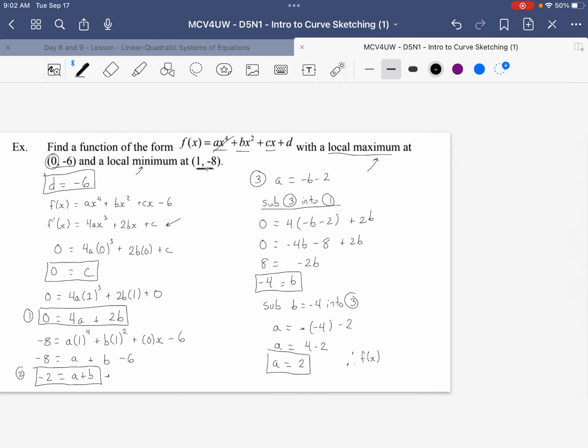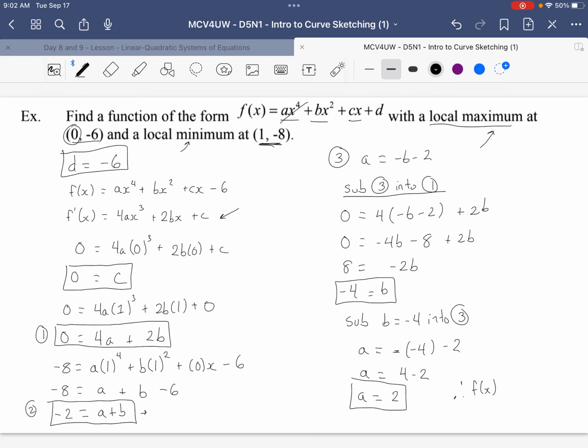f of x, let me zoom in here. If a is 2, our first function, let me move this over so I have space. Therefore, f of x is equal to ax to the 4 plus, well, this will be minus because b is negative, minus 4x squared. C is equal to 0, so I need to write that term. And lastly, d is -6. All right. And there's some stuff working with first derivatives.